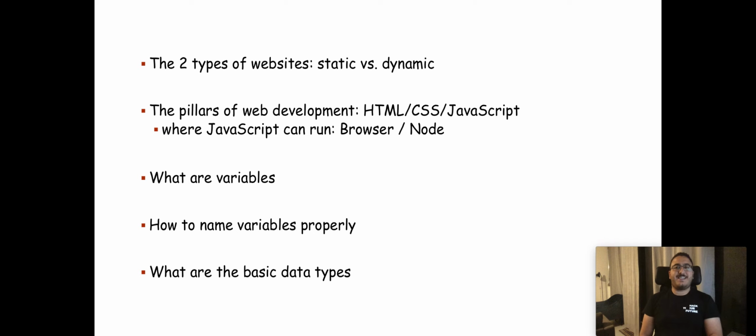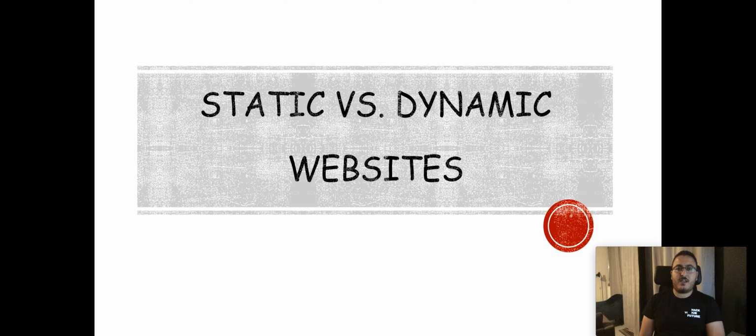Welcome back. In the first section of JavaScript, we will be talking about the two types of website, static websites versus dynamic websites, the pillars of web development, HTML, CSS, and JavaScript. Where does JavaScript run? Then we will get into the language to talk about variables, how to name them properly, and what are the data types we have in JavaScript.